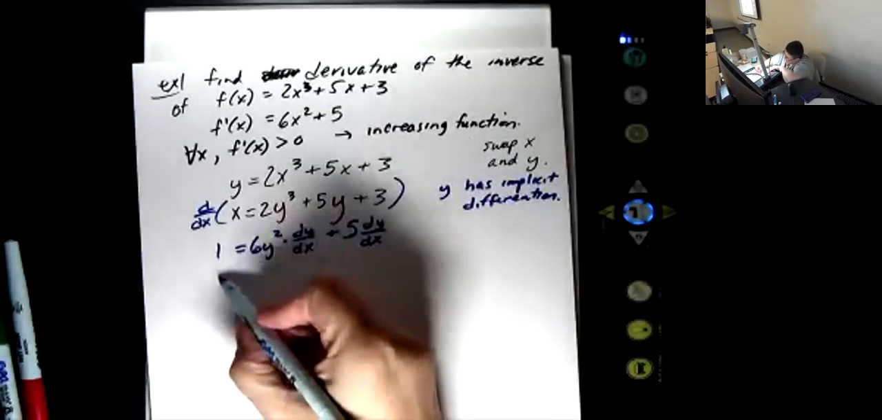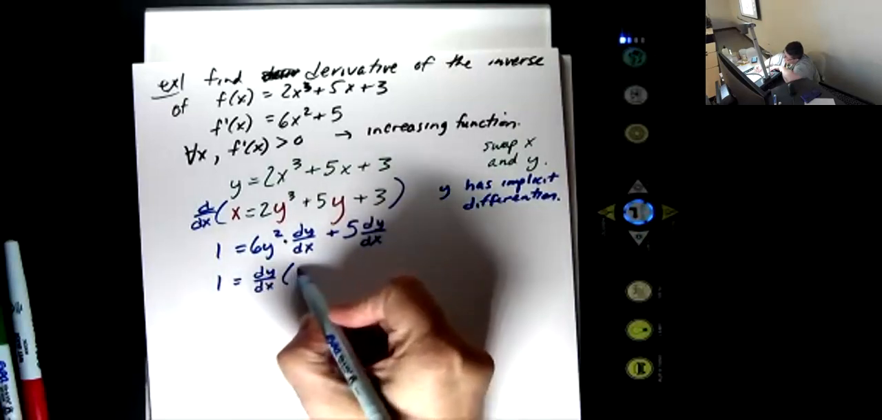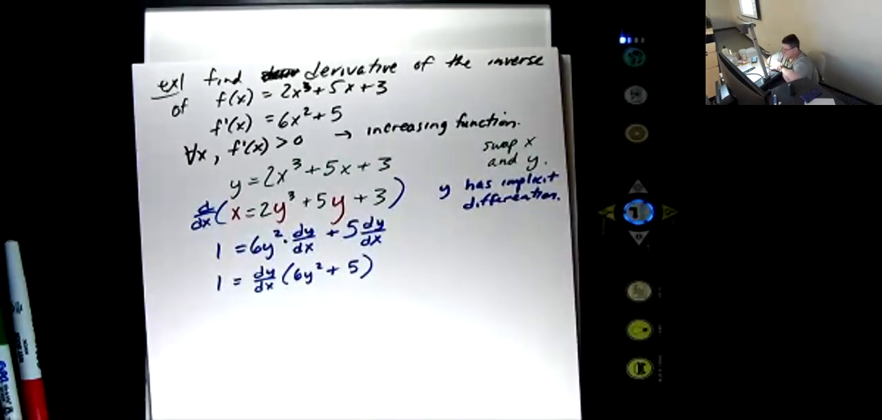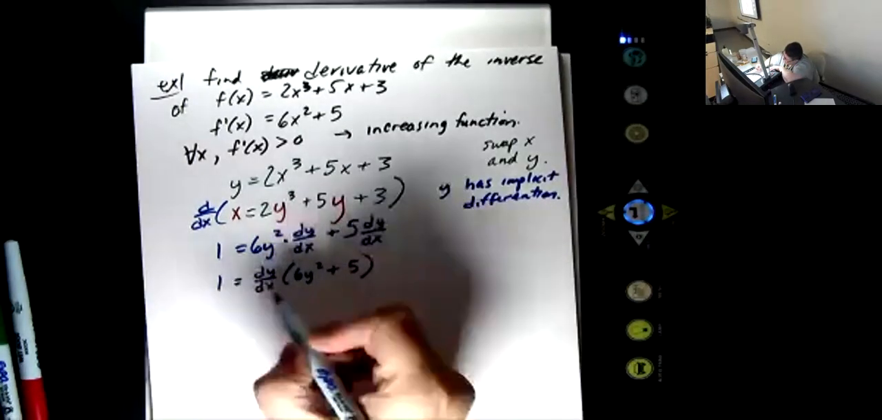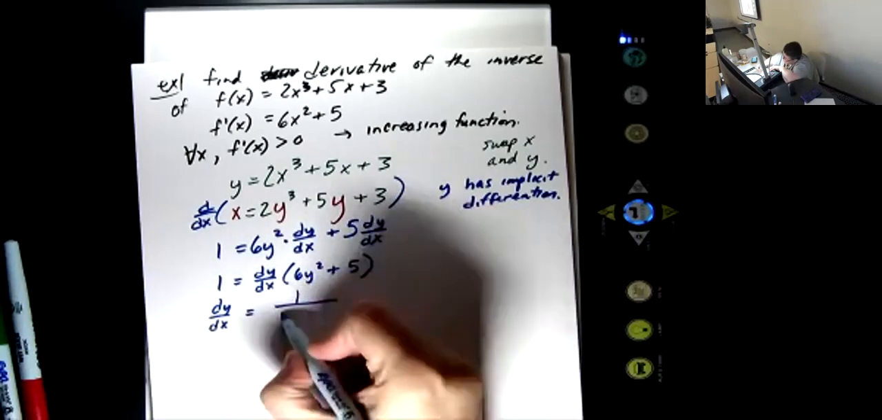So I'll factor out the dy dx. And we'll divide by the 6y squared plus 5. So dy dx is 1 over 6y squared plus 5.